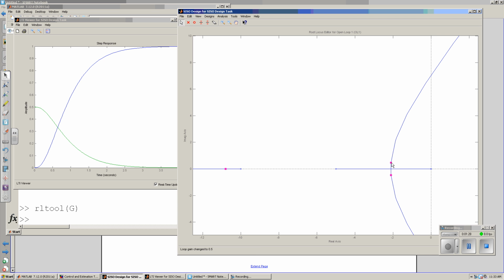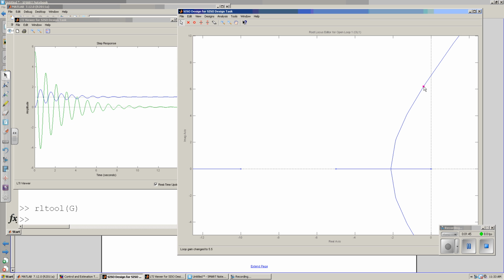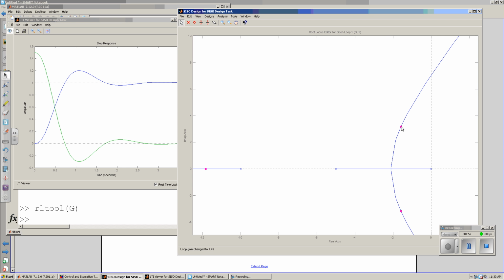As I start to get complex poles, I start to get overshoot. As I move along the root locus plot, k gets bigger. I get more overshoot, as seen by the blue line. Eventually, I become marginally stable and eventually unstable. The goal in root locus plots is to find the point that gives me 16% overshoot.